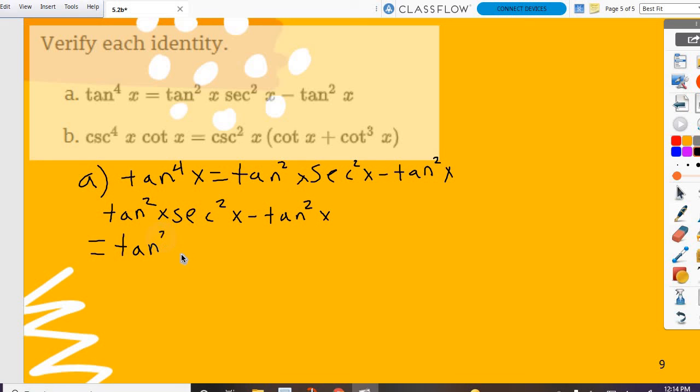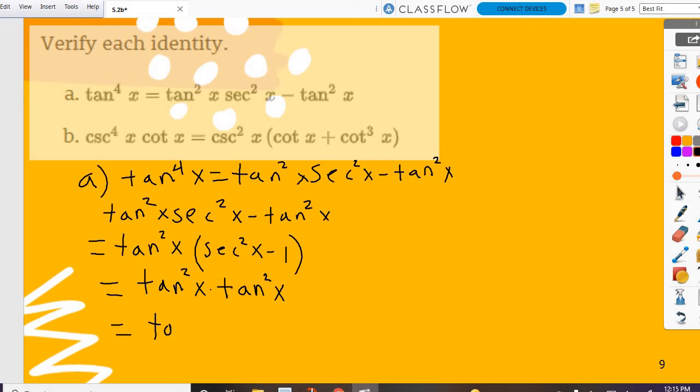So how many tangents can we factor out? 2. So what are we left with? Secant squared of x minus 1. And what is secant squared of x minus 1? Tangent squared of x. And what is tangent squared times tangent squared? Tangent to the 4th. So that would be our answer.